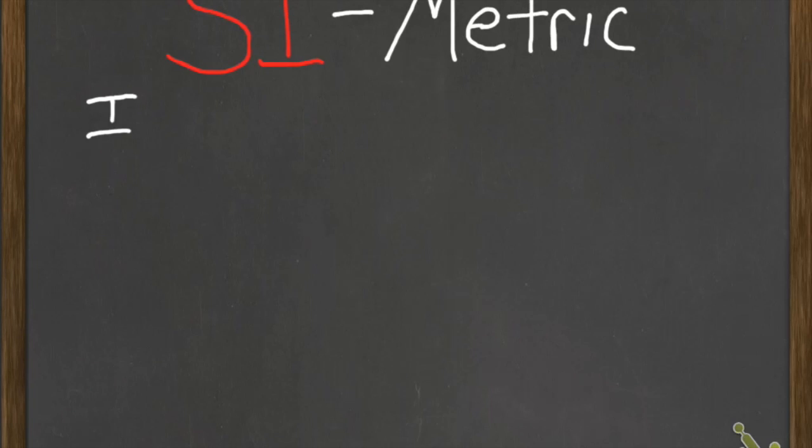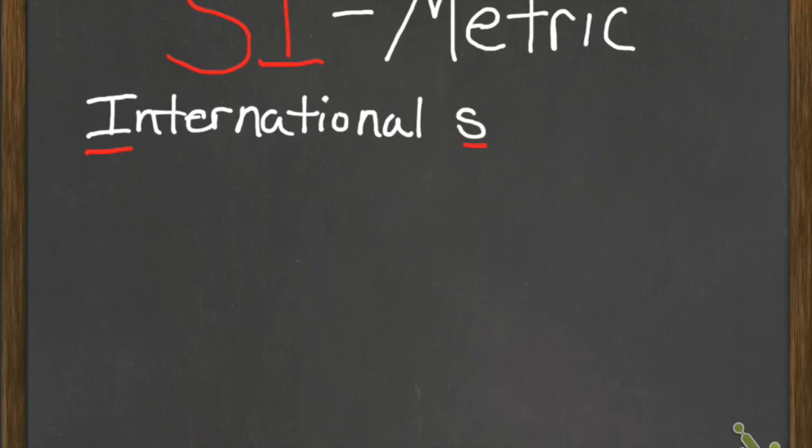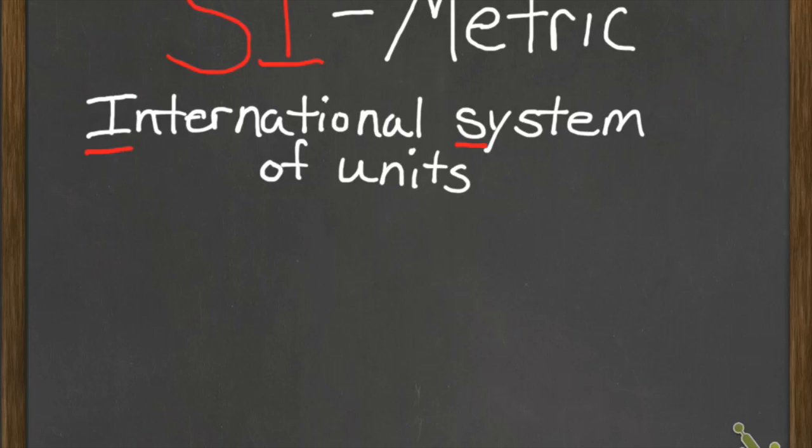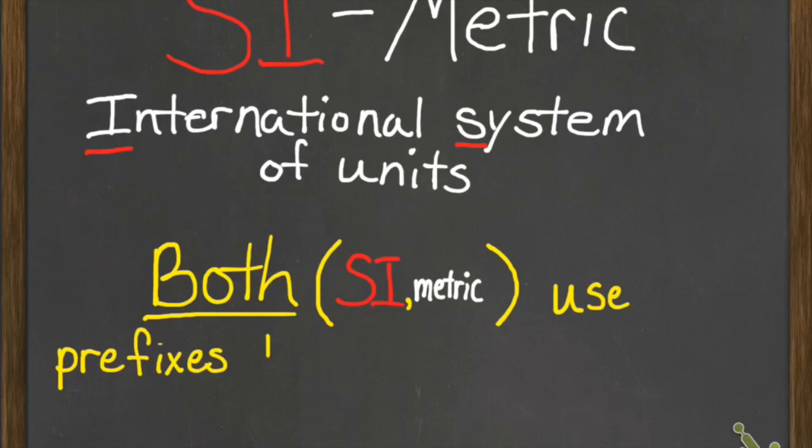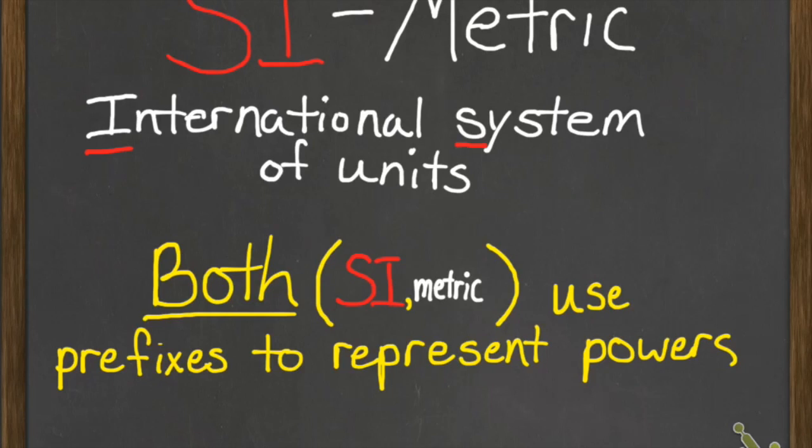So previously I talked about SI units and metric units. But what I kind of want to do is set your mind at ease and kind of tell you that really they're the same thing. We can use them pretty much interchangeably. If I say make sure you use SI units or make sure you use metric units, I'm really saying the same thing. So SI, metric are the same.